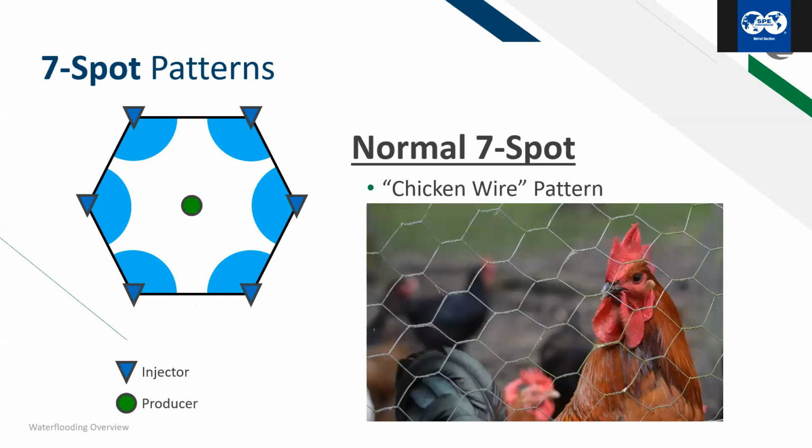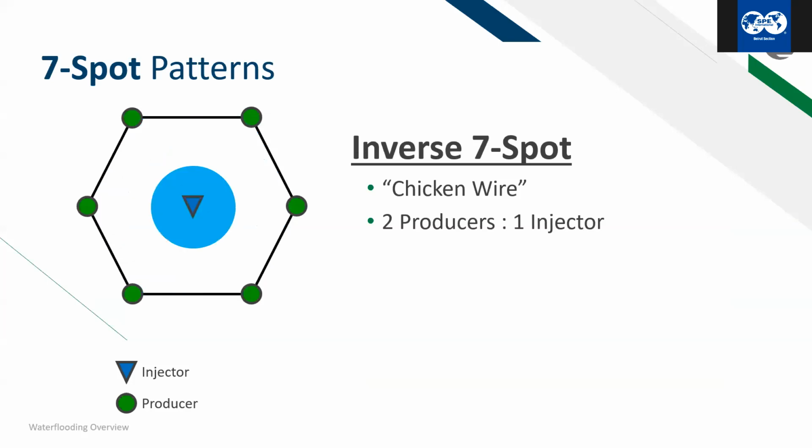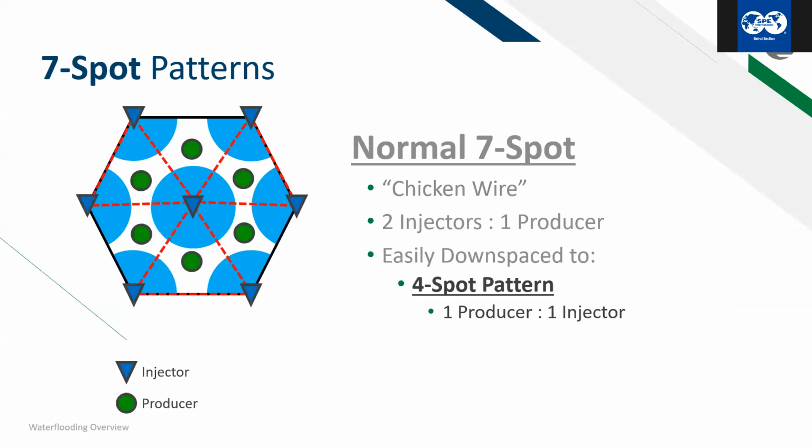The next patterns that I've seen in several fields are 7 spot patterns, and they are often referred to as chicken wire patterns, which is why I have that picture. First time I heard it, I was like, why is it called chicken wire? It doesn't make sense. But if you see the picture, you're like, okay, that makes sense. So in the normal one, you have 2 injectors and 1 producer. Inverse, 2 producers, 1 injector. And this pattern actually downspaces to a 4 spot pattern, which, like the 5 spot and the direct line drive, has your 1-to-1 ratio.